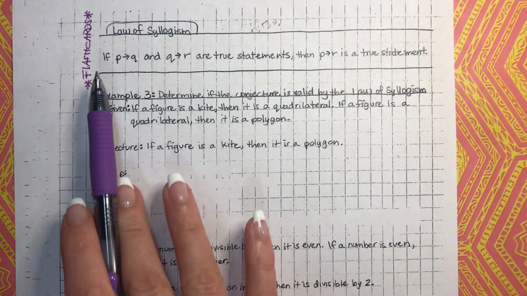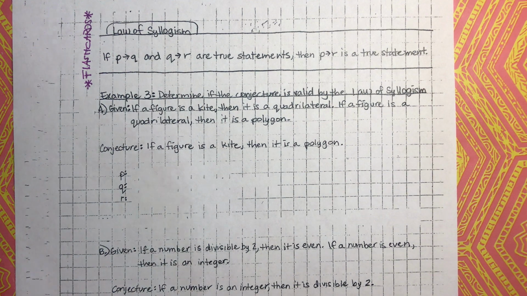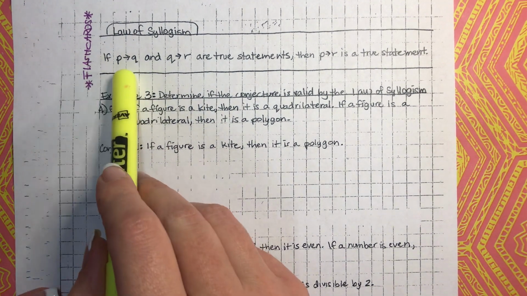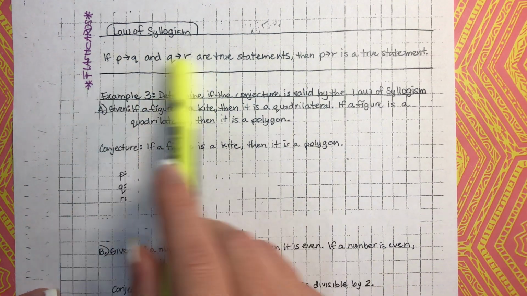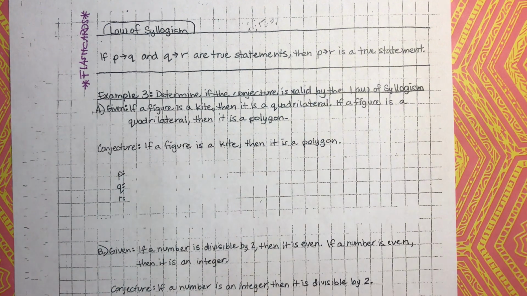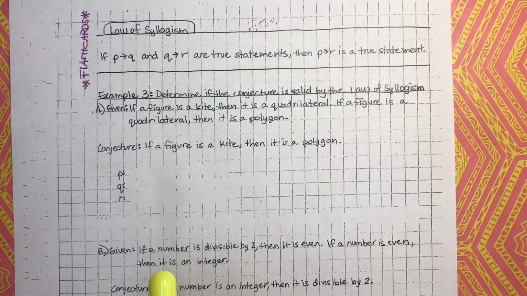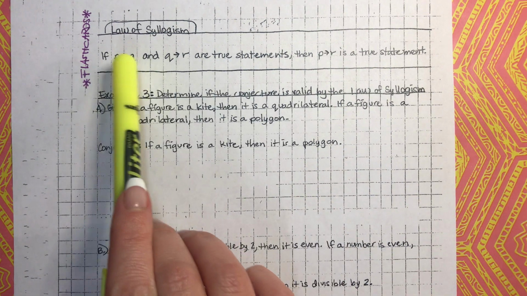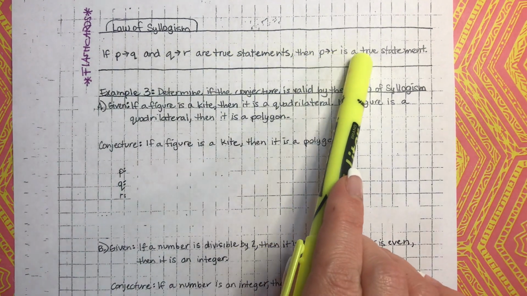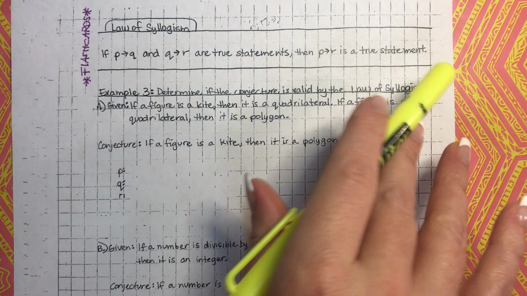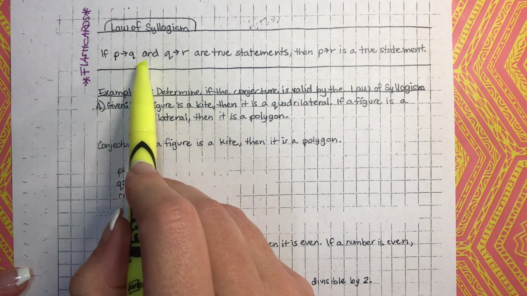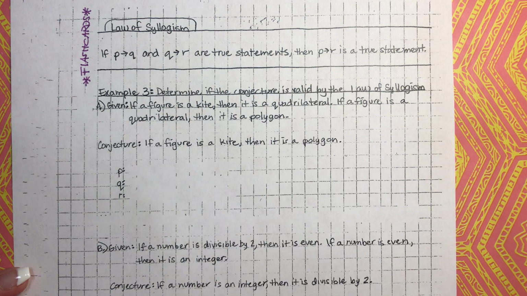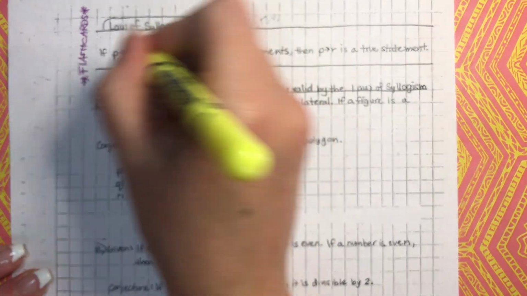So let's look at this first. It says, if P to Q and Q to R are true statements, so you have two conditionals, then P to R is a true statement, okay? There's a lot written in these 13 words, and I'm going to try to decode it for you so you understand what this is saying. It's saying if P to Q and Q to R are true statements, then P to R is a true statement. That is the law of syllogism.